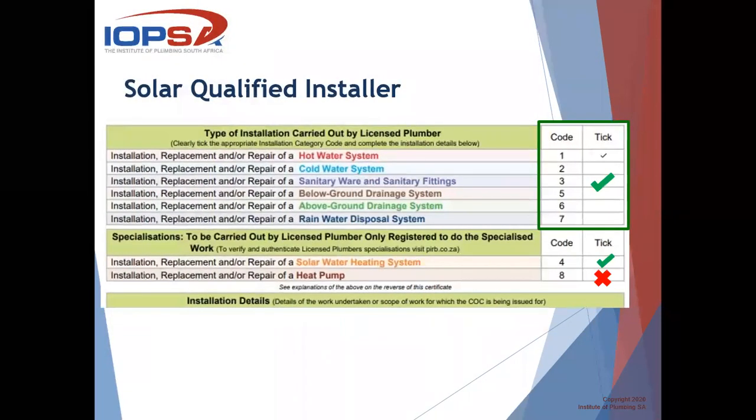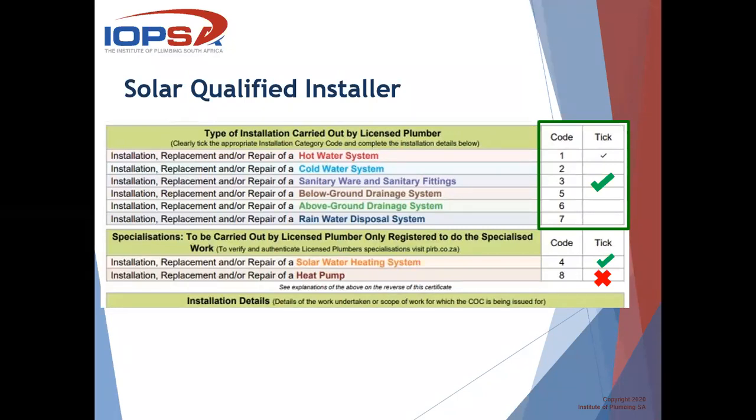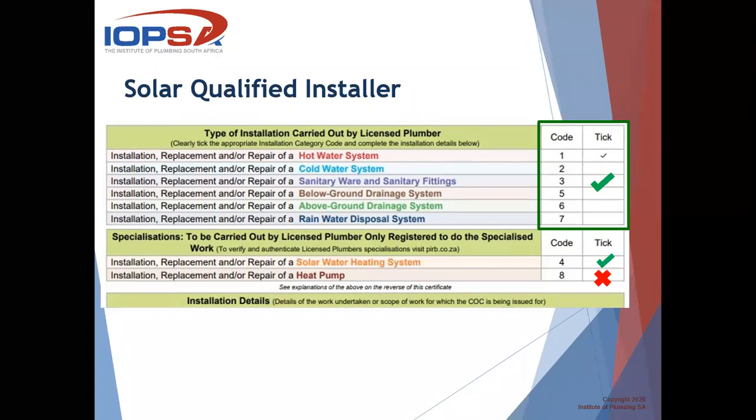Right, so let's look at the COC. When issuing the COC, any of the normal indicators can be used. And in the situation where you have a solar water heating system, code 4 needs to be indicated to show that this is a solar system. And one of the other important things here is in the installation details. I think it's important for every person that does installations like this to specify what you have installed.